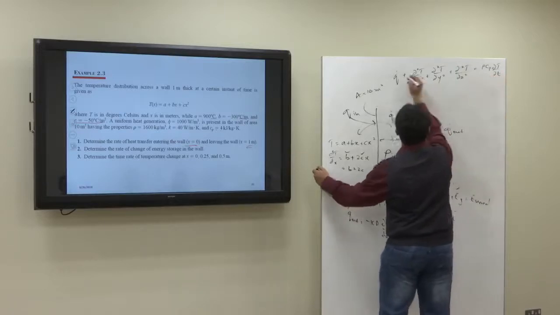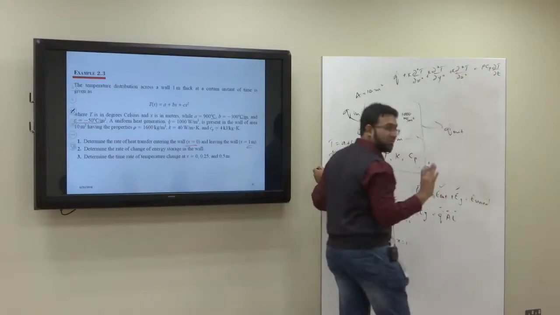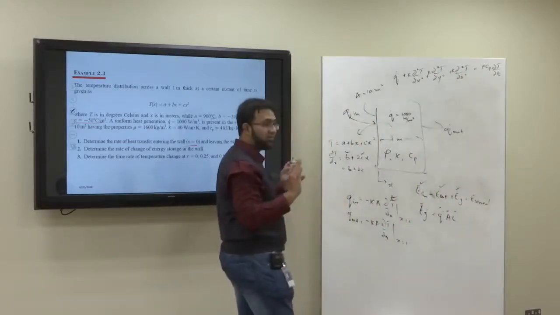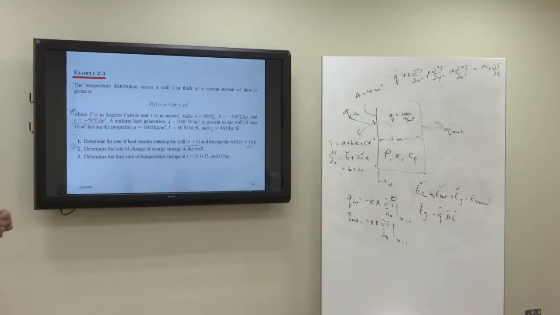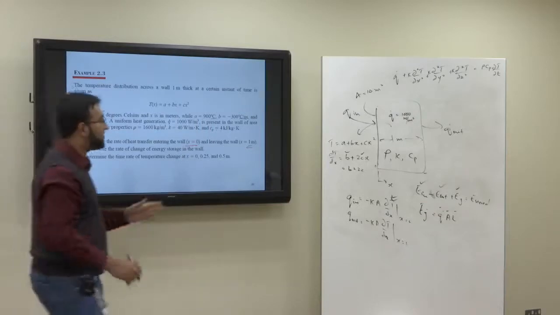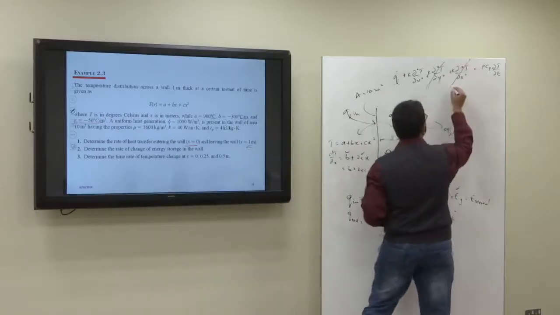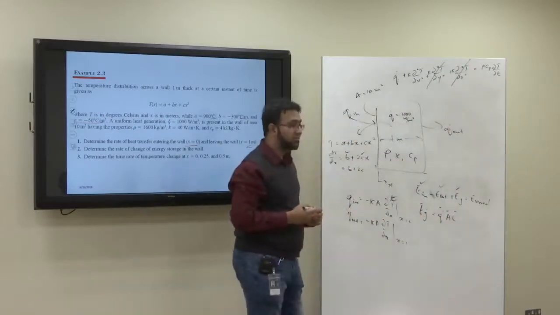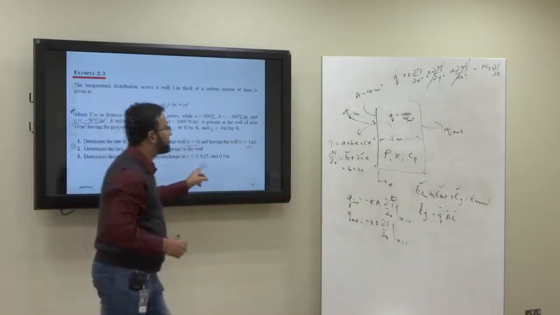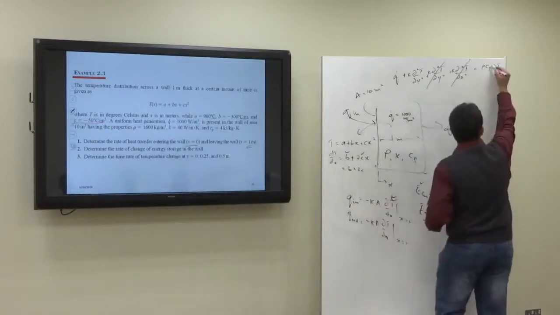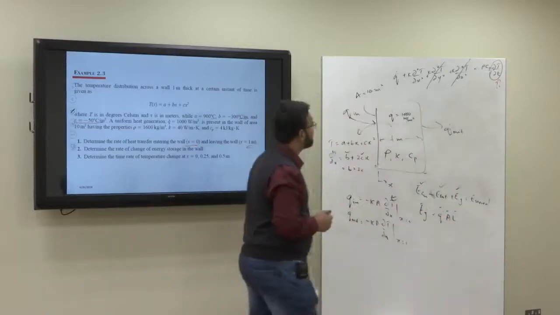Oh, I forgot K here. So K here, K here, K here. That's it. This was our main heat diffusion equation. This is a one-dimensional problem, right? Heat is only transferring in one direction, so I can cancel this. Heat generation is there, and we need to find the time rate of temperature change. Time rate of temperature change is this thing, right? This is what we need to find.